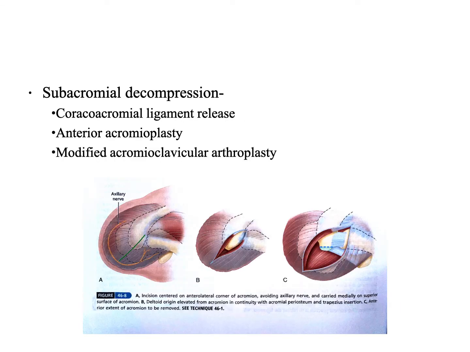Subacromial decompression can be done by coracoacromial ligament release, anterior acromioplasty and modified acromioclavicular arthroplasty. Here the incision is centered on the anterolateral corner of the acromion, avoiding the axillary nerve, and carried medially onto the superior surface of the acromion. The deltoid origin is elevated from the acromion in continuity with the acromial periosteum and trapezius insertion. Then the anterior extent of the acromion has to be removed.